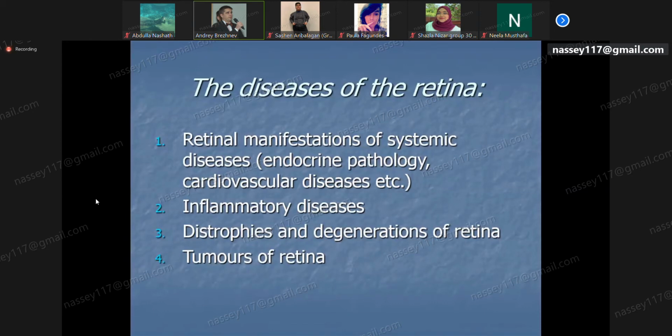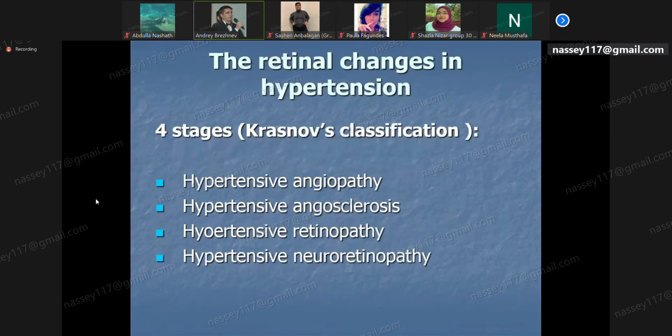And of course, tumors of the retina are also a very important group of disorders, which may damage all ages: newborns, young persons, and adults, elderly persons. Let's start with the retinal manifestations of systemic diseases.